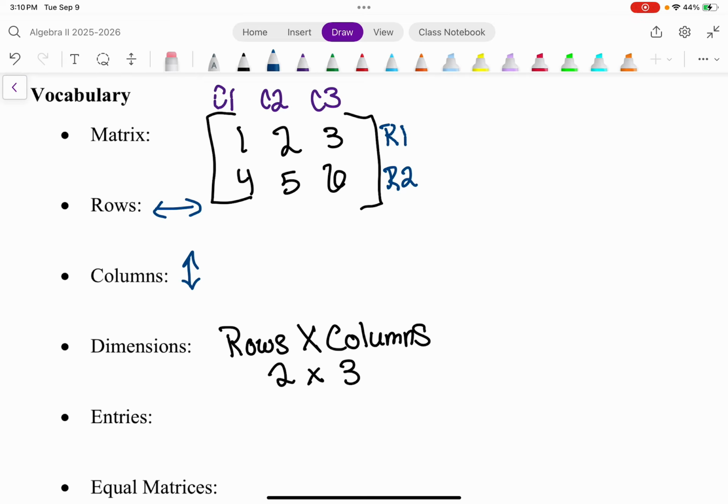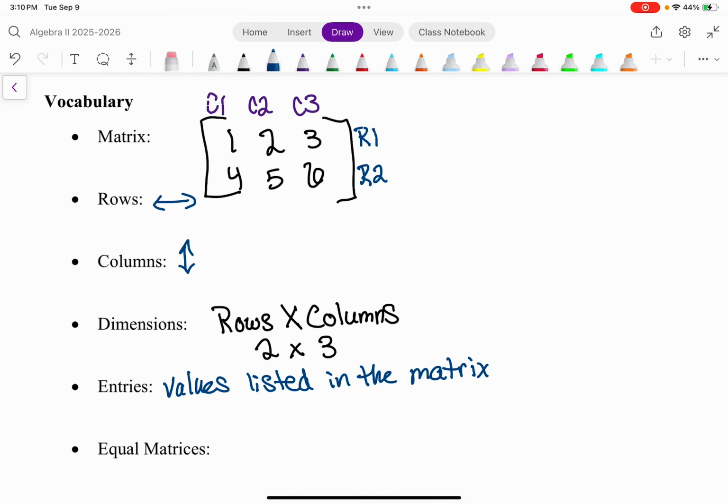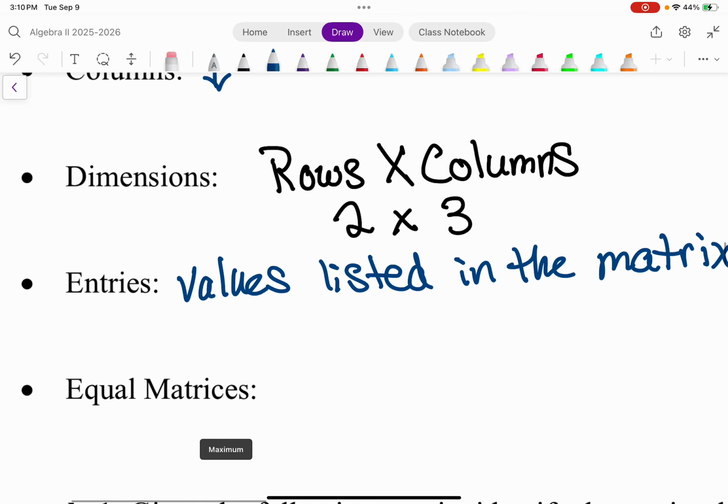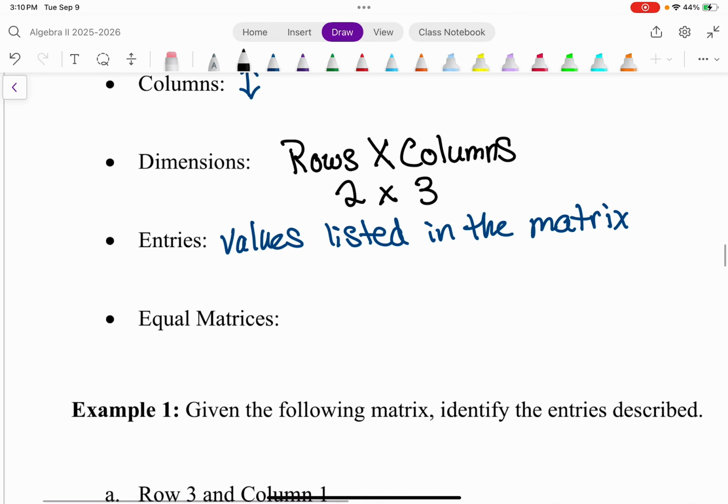Then the entries, those are the values listed in the matrix. So the 1, 2, 3, those are all entries for our matrix. Then for equal matrices, you want to make sure that they have the same dimensions. Also equal entries.